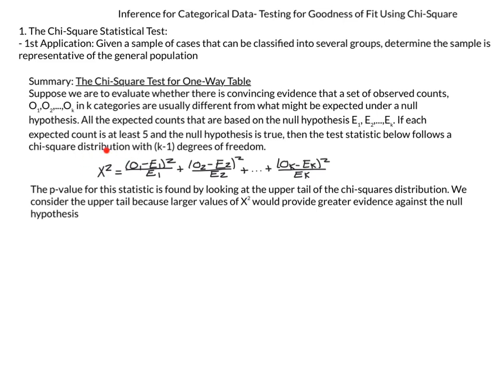And this again is our chi-squared test statistic. Each term in this sum is analogous to the z-score for each of the categories. So this is the z-score of the first group, the z-score for the second group, up to the kth group. The p-value for this test statistic is found by looking at the upper tail of the chi-square distribution. We consider the upper tail only because larger values of chi-square would provide greater evidence against the null hypothesis.